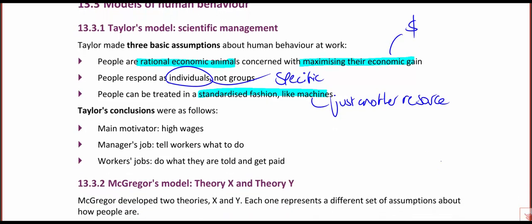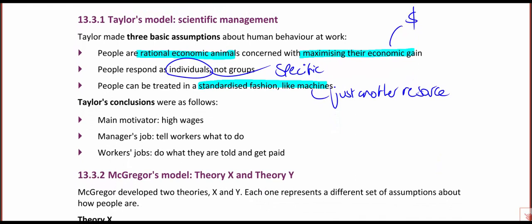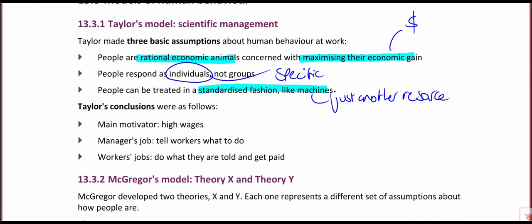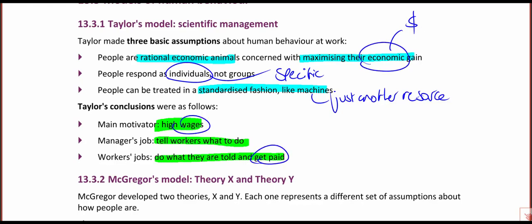From those three assumptions then, Taylor was able to form three main conclusions. The first conclusion was that when you were trying to motivate people, actually it was this high wages, this monetary reward that was going to be the biggest motivator. The manager's job was to tell people what to do, because people inherently don't want to have to think about it, and the worker's job was just to do what they are told and get paid. So again, this constant reference to money, all linking back to our economic gain.